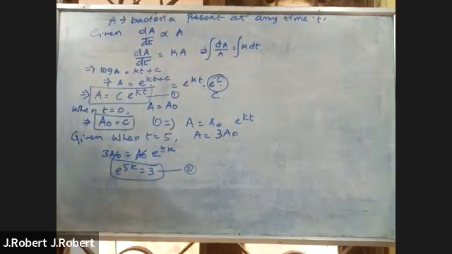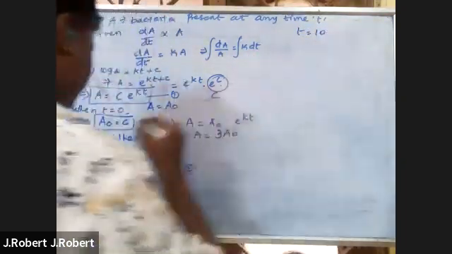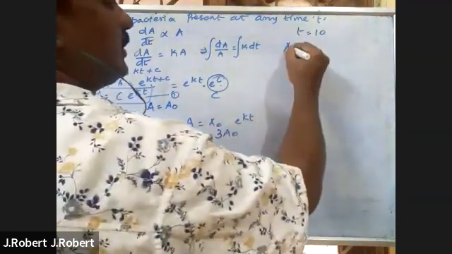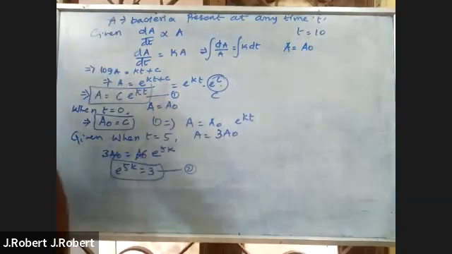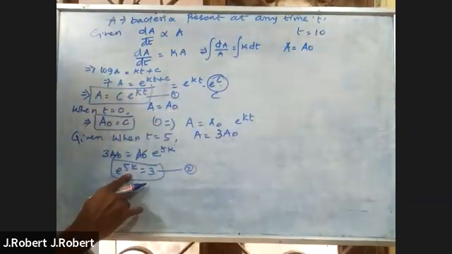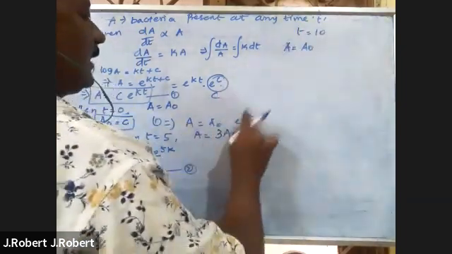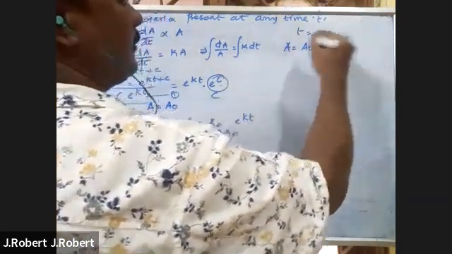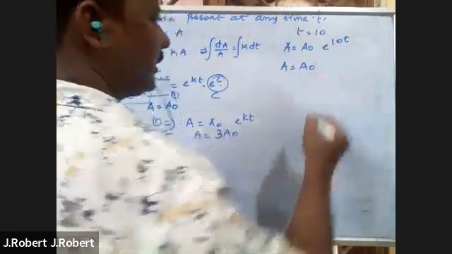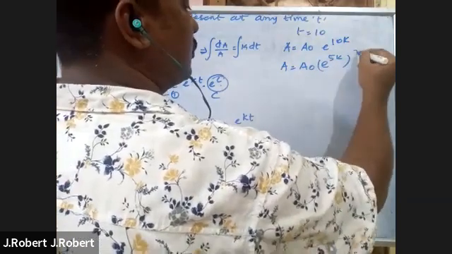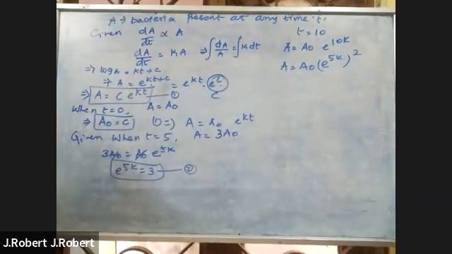Now, what is the question here? The question is to find out how many bacteria will be present after 10 hours. They are asking for the amount when t is 10. So A is equal to A0 into e power kt. Now I have 10k, so it will be e power 10k, because we put 10 instead of t. How can we write e power 10k? As e power 5k the whole square.